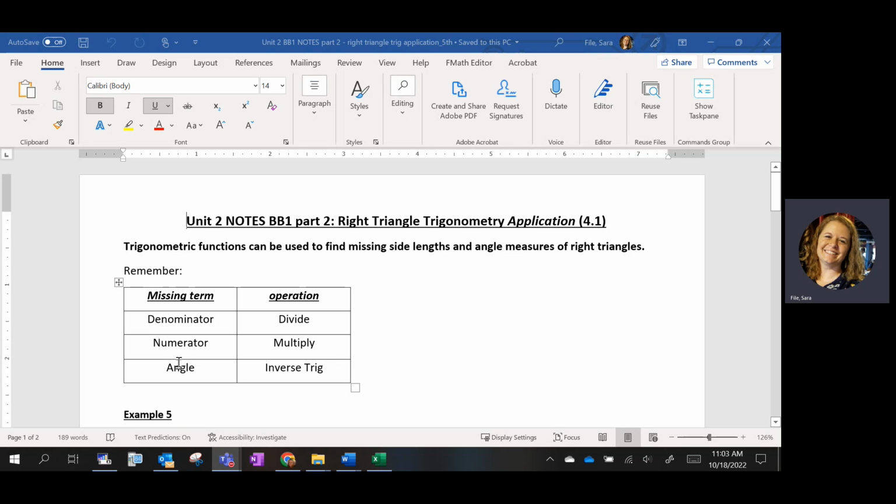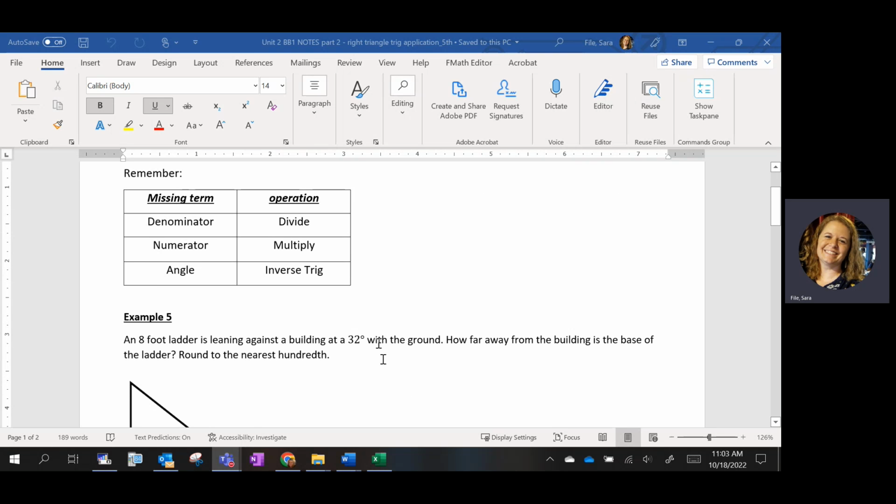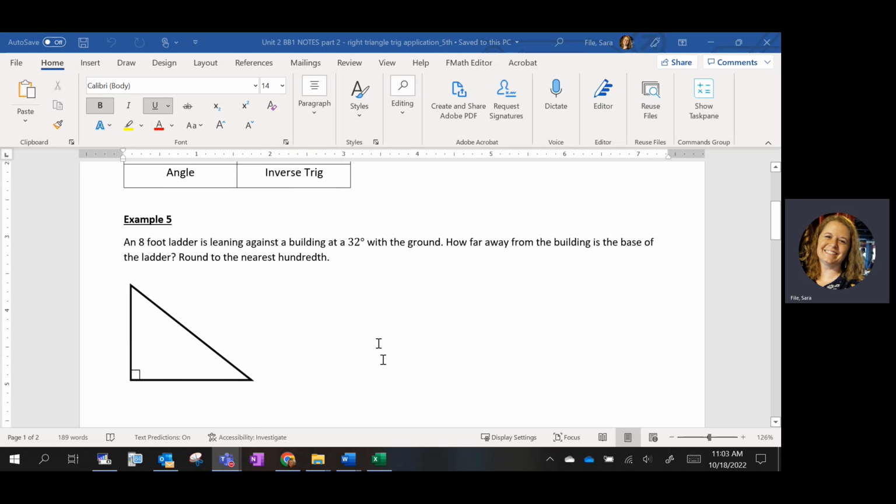Okay, if it's the angle measure that's missing, you have to do inverse trig. If it's one of the sides, you're just going to multiply or divide. If it's the denominator that's missing, we divide. If it's the numerator that's missing, we multiply. So you can refer back to that table as you're going through your trig problems if you get it set up and forget what to do from there.